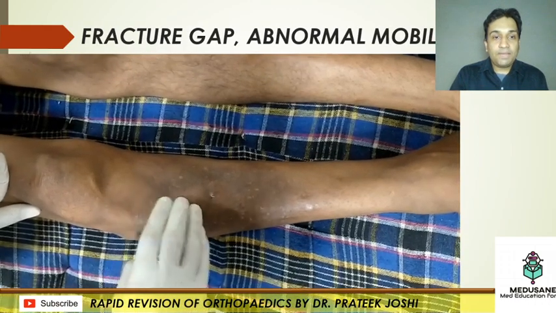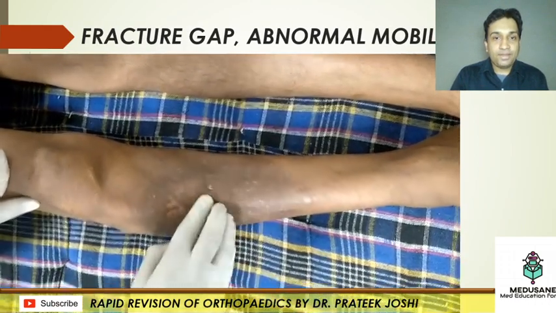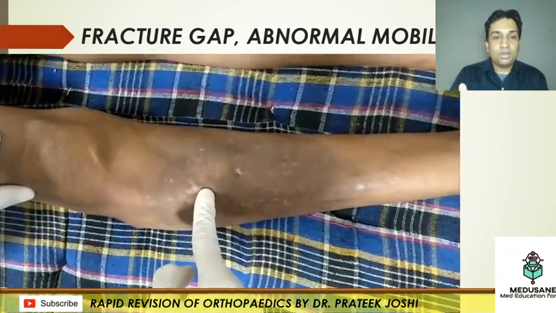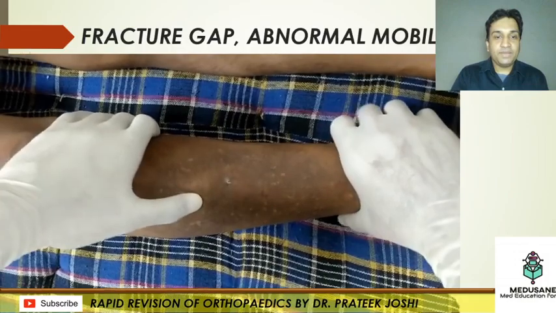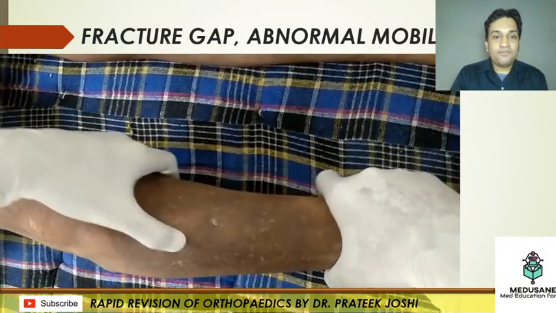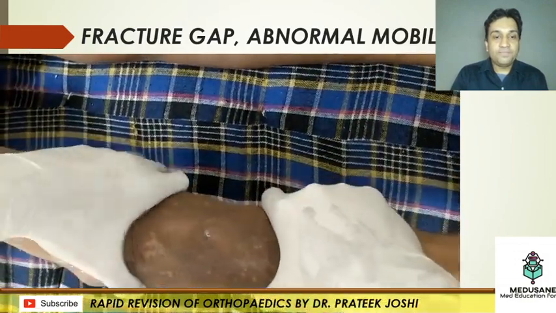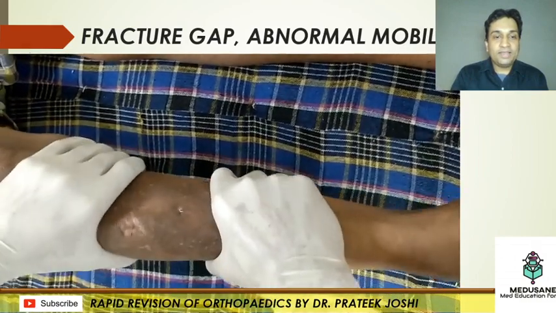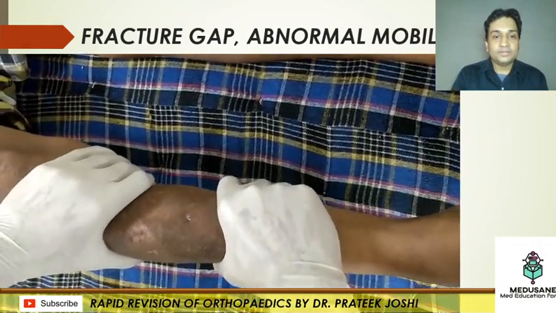Moving on, here I am palpating the fracture gap. The fracture gap can be palpated as a cleft between two fracture fragments, and here we are examining for abnormal mobility across the fracture site in the sagittal plane as well as in the coronal plane.